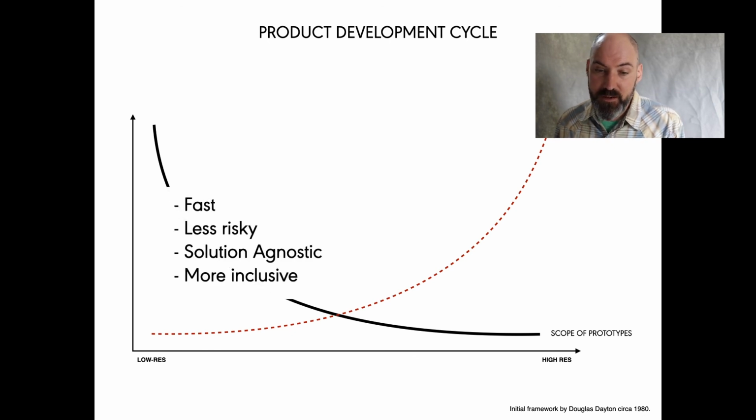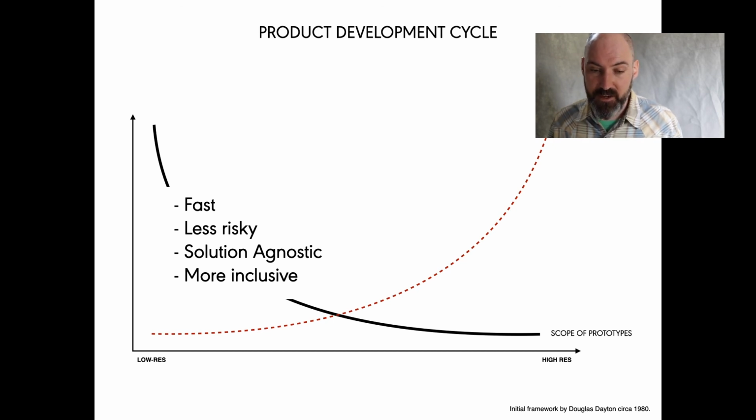And the great thing about low-res prototypes is that they're fast, they're less risky, they're solution agnostic. By that, I mean you're not wedded to doing any particular type of outcome, right? You're not saying, well, I'm good at building apps, so I know it's going to be an app, right?